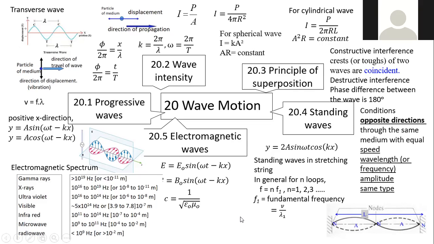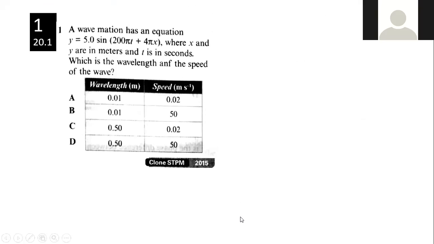Okay, let's go. What's the answer for number one? A wave motion has an equation, where x and y are in meters and t in seconds. Find the wavelength and the speed of the wave. Okay. What's your answer?